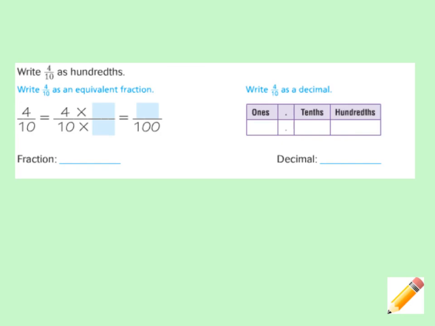All right, now I want you to pause the video and try these problems and then restart the video to see if you did it correctly. So you're going to write 4/10 as hundredths. So 4/10 as an equivalent fraction, 4/10 is equal to, well, how many hundredths? I know 10 times 10 is equal to 100. So what I do to the bottom, I do to the top. So 4 times 10 is 40. So as a fraction, 40 hundredths is equivalent to 4/10. As a decimal, if I write 4 tenths and there's 0 hundredths, the decimal would be 40 hundredths. Good luck.